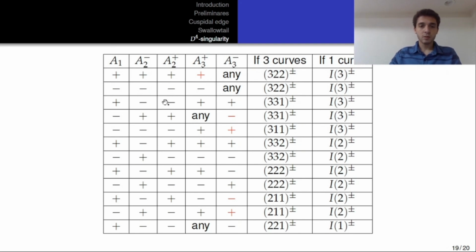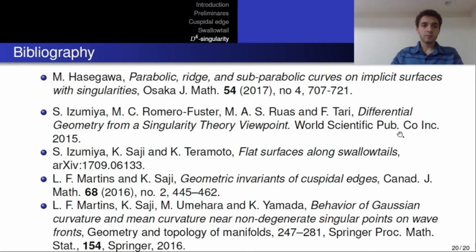And this table is our final result. My bibliography, and thank you very much.